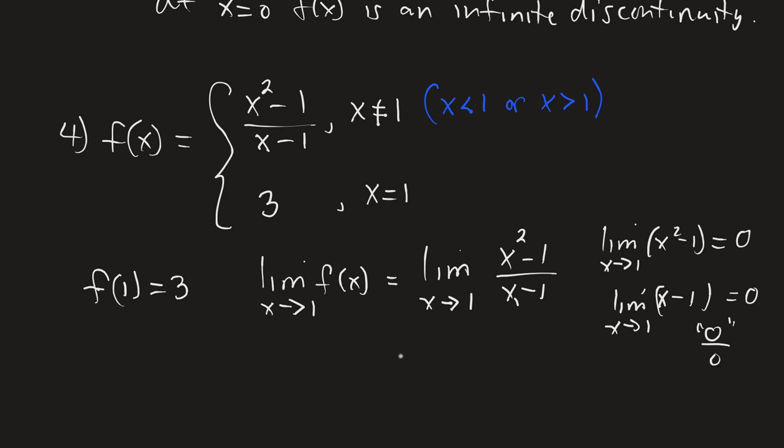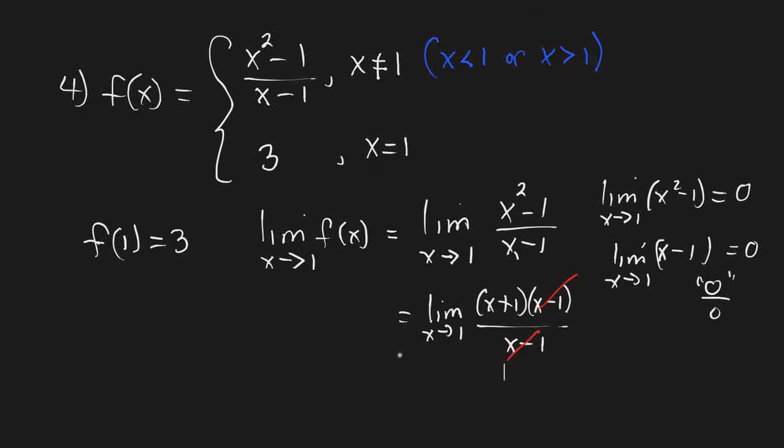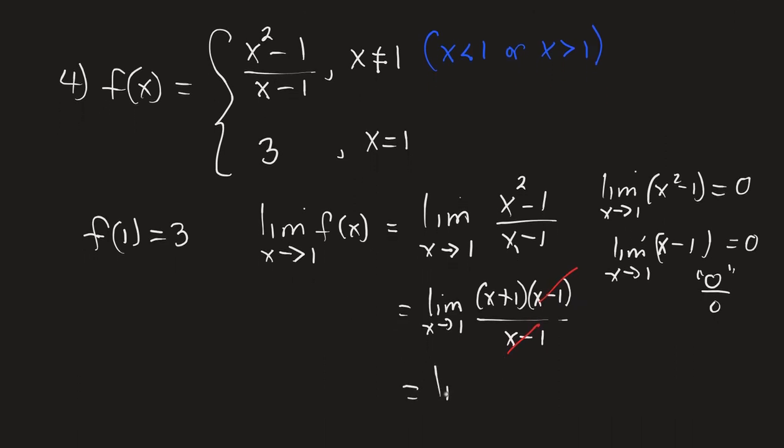The top is a pretty standard factorization, the difference of two squares. So x plus 1 times the quantity x minus 1, and then all over x minus 1. And then we can reduce it, and we've done this several times before. And now we can evaluate the reduced form of this function. So we got the limit as x approaches 1 of the quantity x plus 1. So now we can evaluate it, and what do we get? We get 1 plus 1, which is 2.